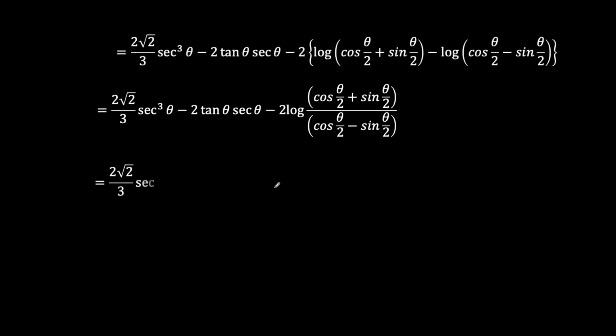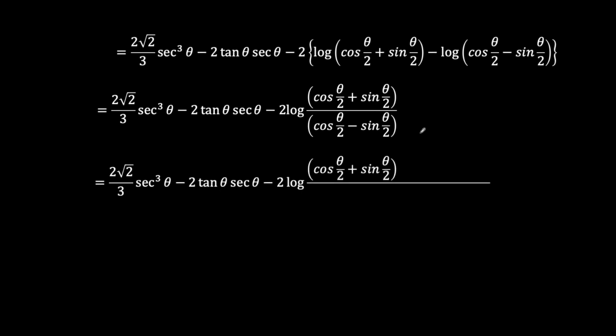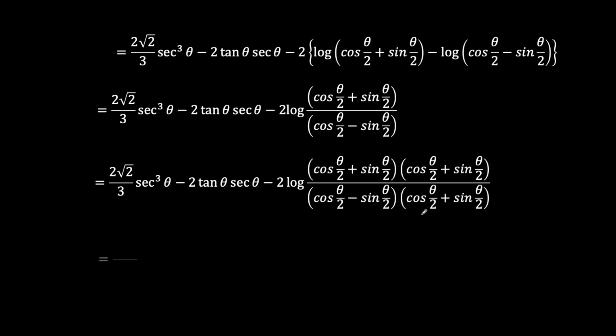And so we can continue, and eventually we are left with this. And here, this is very easy because of the rules of logarithm. If you have a subtraction of the log functions, this is the same as division within the log function. And so the next thing we may want to do is just express this back into the single angle formalism. So we multiply both the numerator and denominator by cosine theta over 2 plus sine theta over 2.